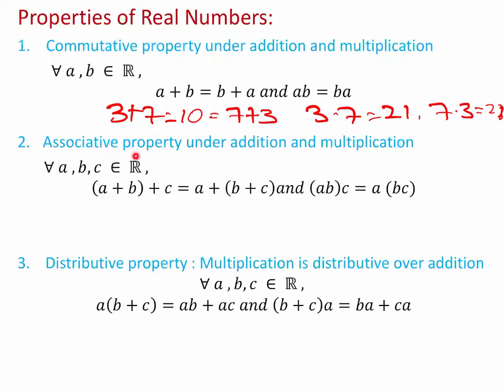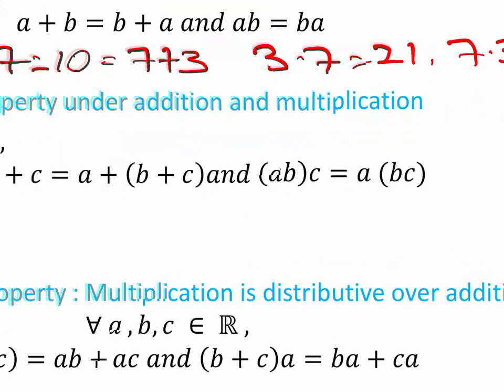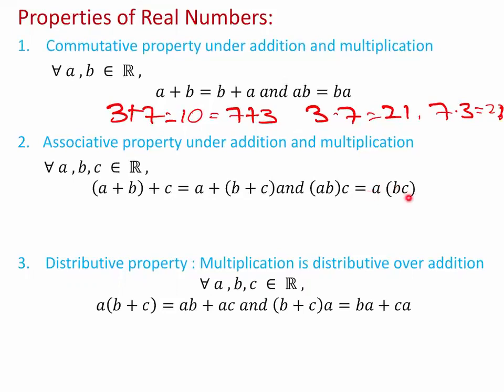Real numbers also satisfy the associative property under addition and multiplication. So the grouping doesn't matter. For all A, B, C belonging to R, if you add A and B first and then add C, it is the same as adding B plus C first and then adding A to it. The same thing applies to multiplication. If you multiply A and B first and then multiply C, or B and C first and then multiply A, it is one and the same.